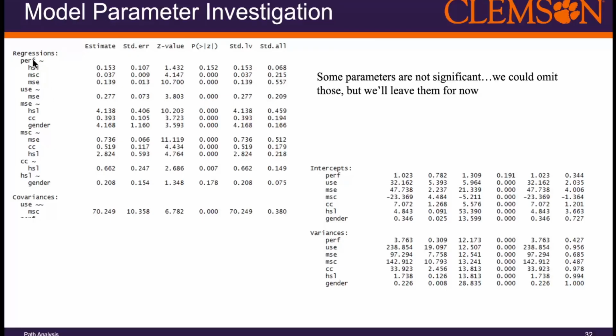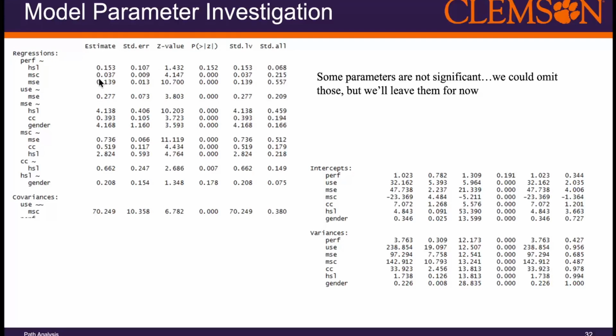Right? In the output, we see regressions, and they separate it by dependent variable. So performance was predicted by 3 different variables. And what you end up seeing here is that math self-concept and math self-efficacy are both significant, whereas high school credit hours was not significant. We can see each of that.